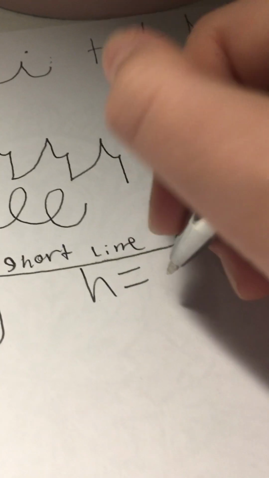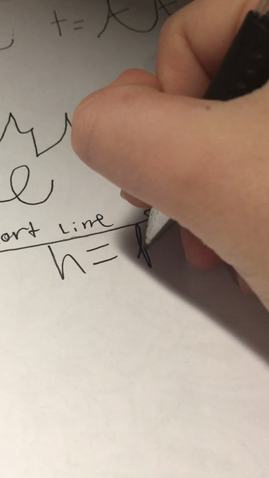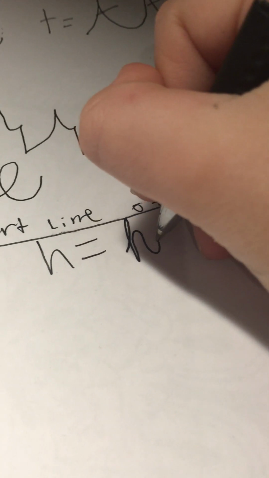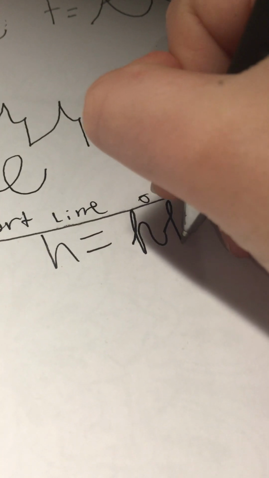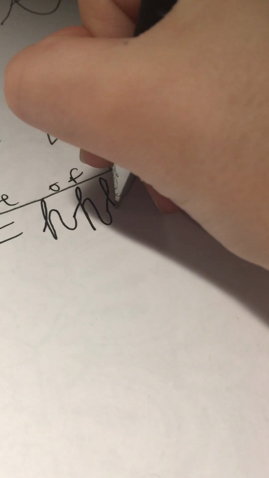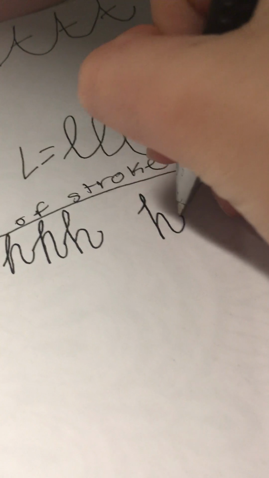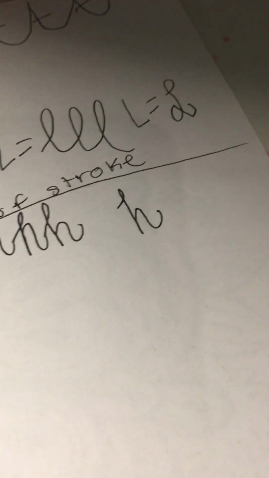Now the letter H. I'm going to go up, down, H. Up, down, loop it. Up, down, H. Okay, that is your H. And how to draw individually. Really easy. H. Okay, that is your H.